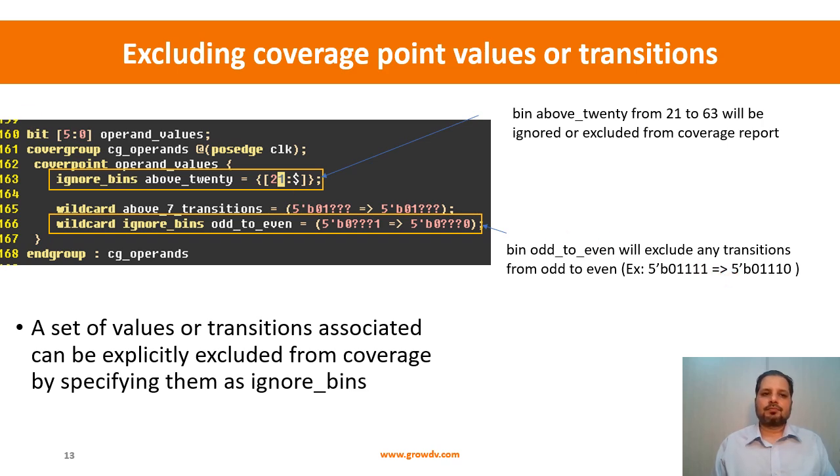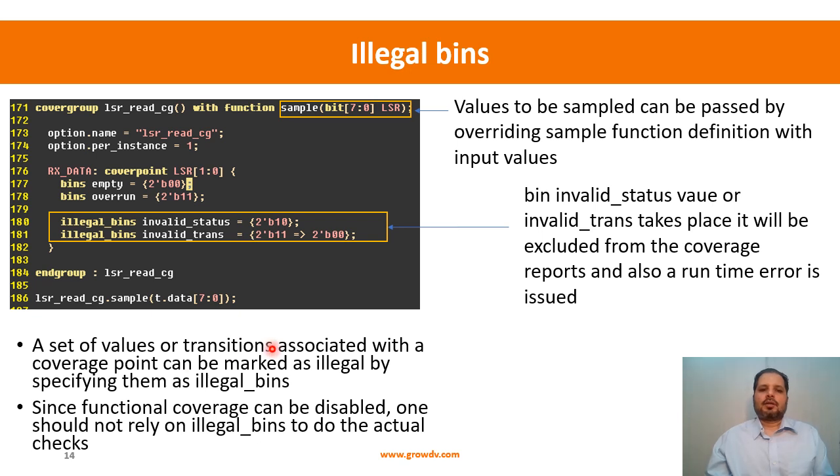A set of values or the transitions associated with a cover point can be marked as illegal. What happens is that you expect certain values to never occur for a particular variable or expression in the coverage. Then you can add a check for that by defining those values as illegal bins. Okay, so how it works, let's take a look at this particular example.